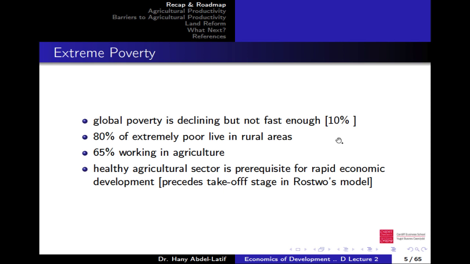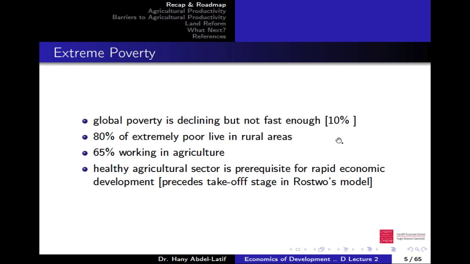And 80% of those who live in extreme poverty live in rural areas. And this is where I was coming from. This is my motivation. This is how I try to explain why agriculture is important, why we need to understand the role of agriculture in development. Because 80% of extremely poor people live in rural areas, and 65% of those work in agriculture, not just living there, they also work in agriculture.